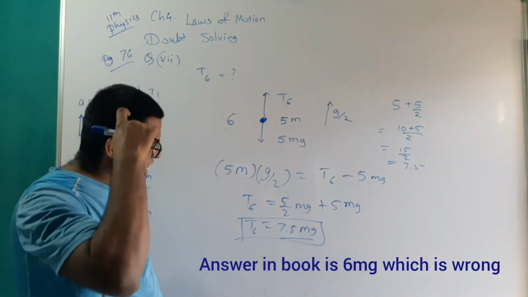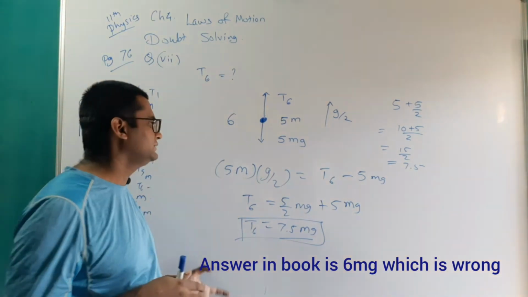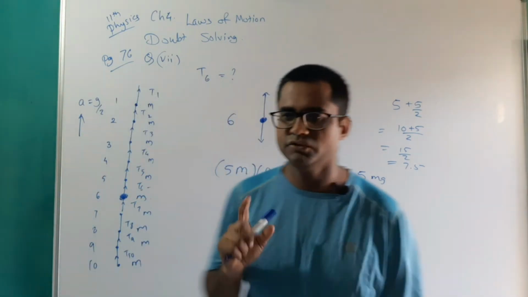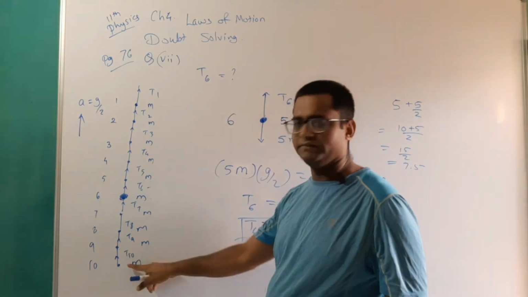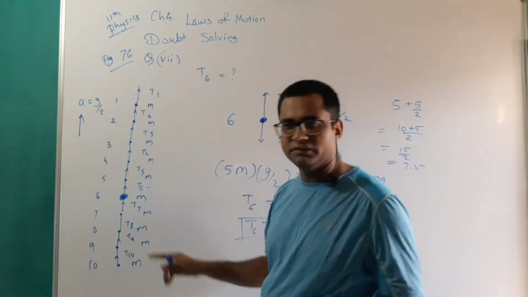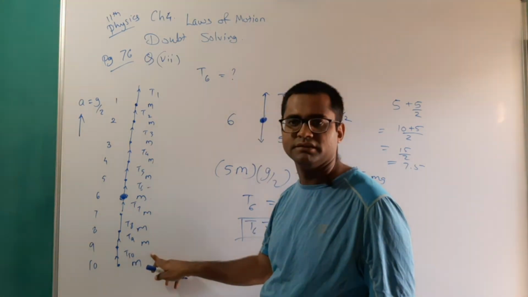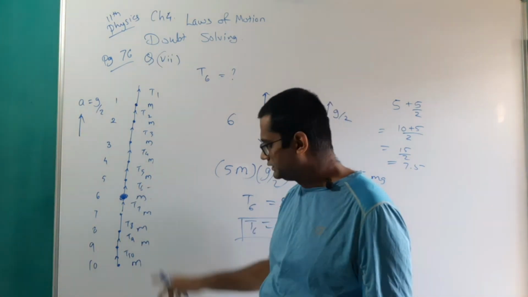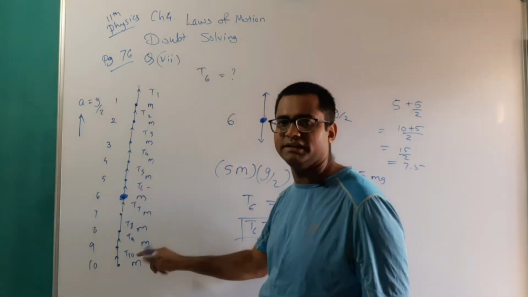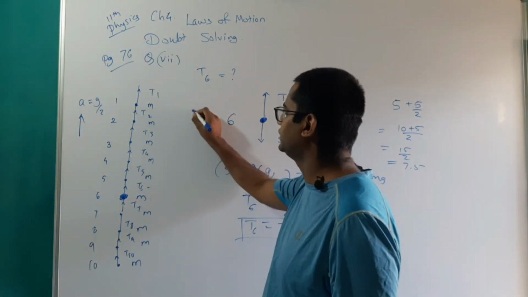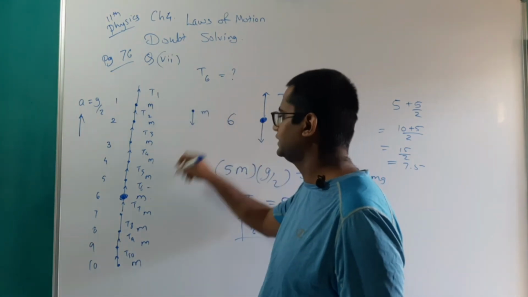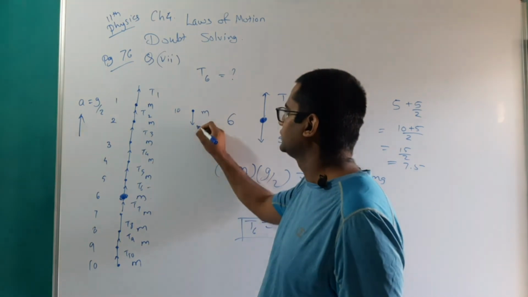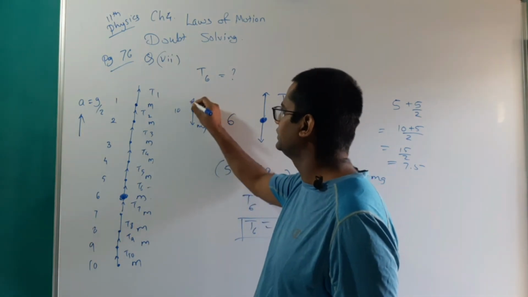Okay. Now there is one more long procedure to solve this example, and the long procedure is this. If I have this particular m, we will find T10 and then go until T6. Okay, so how to find this T10? Let me draw the free body diagram for T10. This is mass m, the 10th mass. There is mg downward and there is T10 upward.